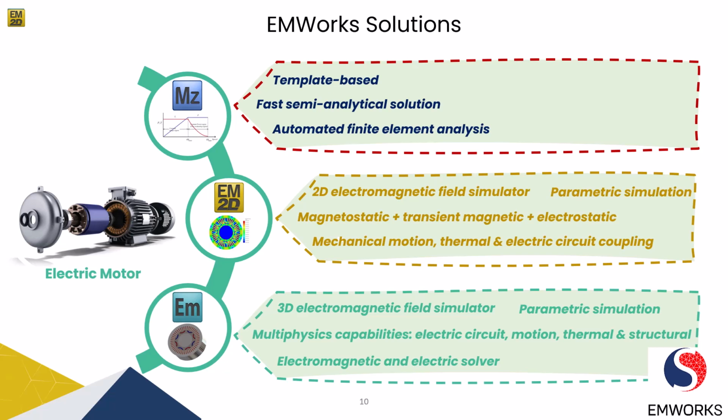Next, second, we have the EMWorks 2D tool. It is a 2D electromagnetic simulation software that uses FEA to solve magnetic, electric, and transient problems. EMWorks 2D allows you to study the effect of the geometry or simulation parameter changes on the design. It also allows you to couple a transient magnetic study to mechanical motion and thermal.